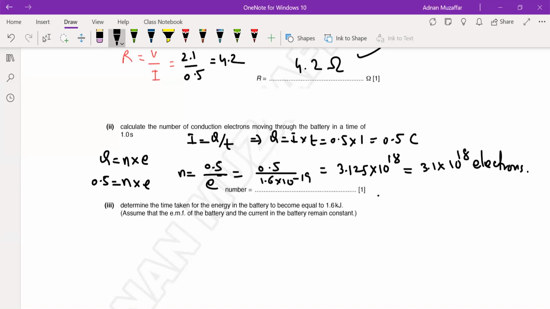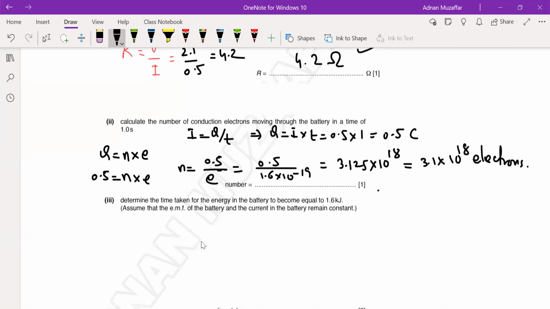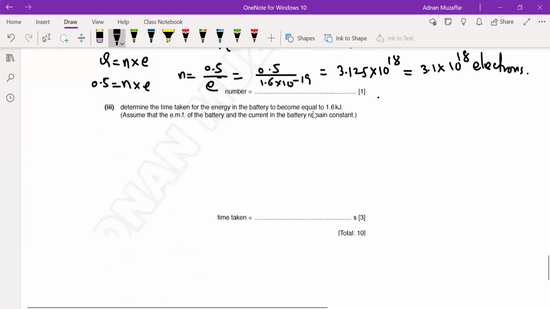Okay, this can be the answer. Yes, it is correct. And then the next part: determine the time taken for the energy in the battery to become equal to 1.6 kilojoules. Assume that the EMF of the battery and the current in the battery remain constant. So, we know the energy formula. Energy formula is VIT.